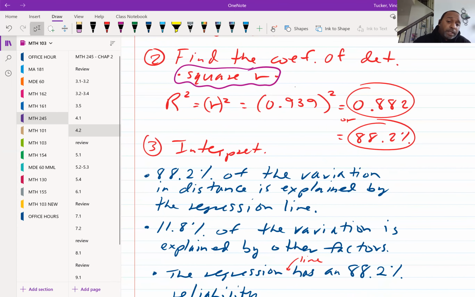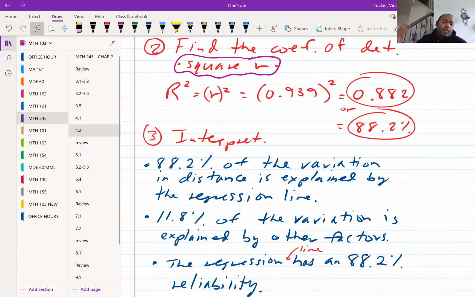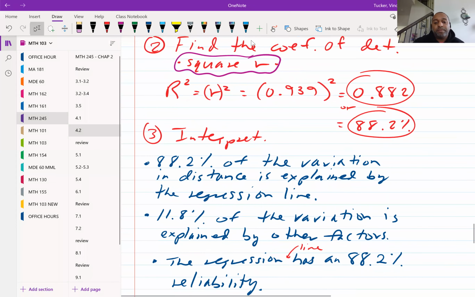Subtract that from 100, that means 11.8% of the variation is explained by other factors. So you're talking about other factors like the wind, maybe the person twists their hips differently than they normally twist, or hit the ball wrong. That's stuff that cannot be explained by the regression line. So the regression line just goes off of normal observations, normal occurrences when that person hit the ball. So basically it says that the regression line has an 88.2% reliability.